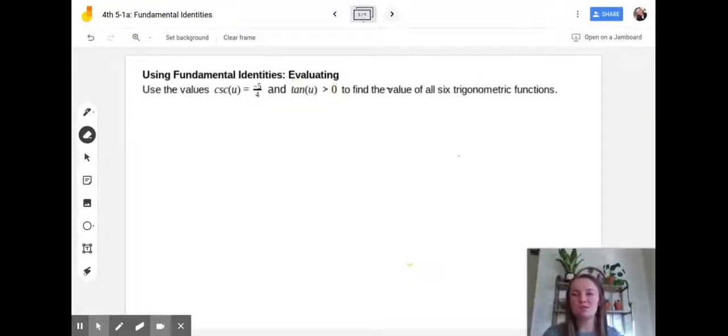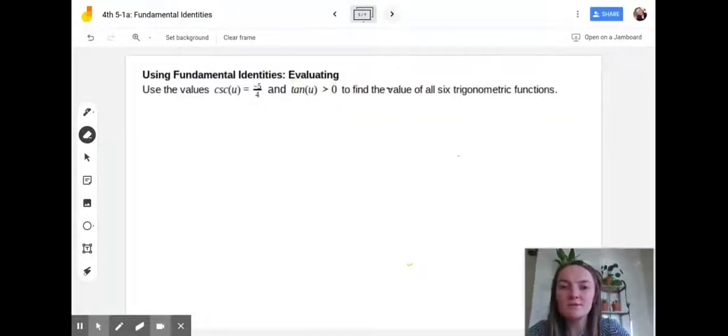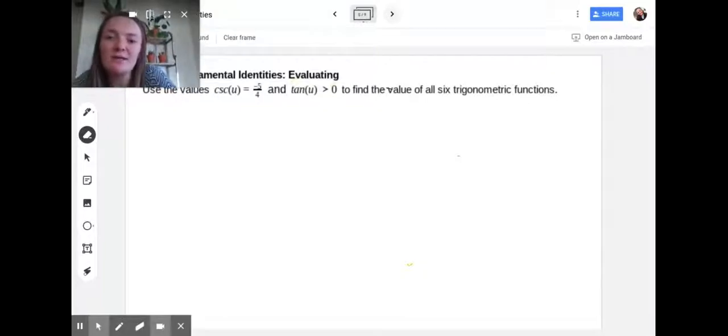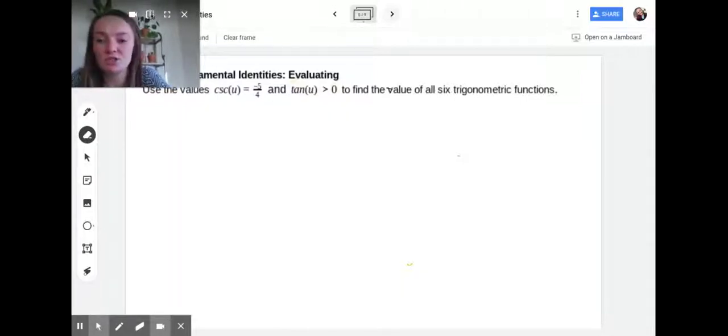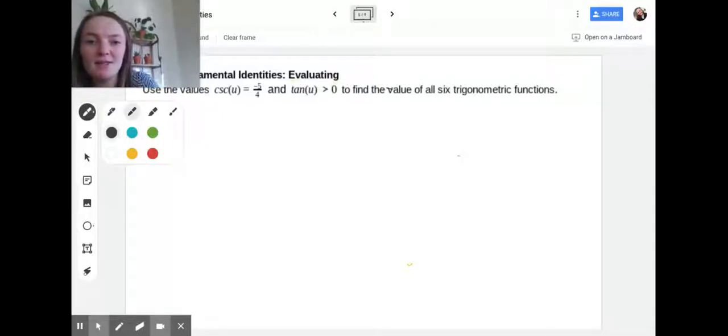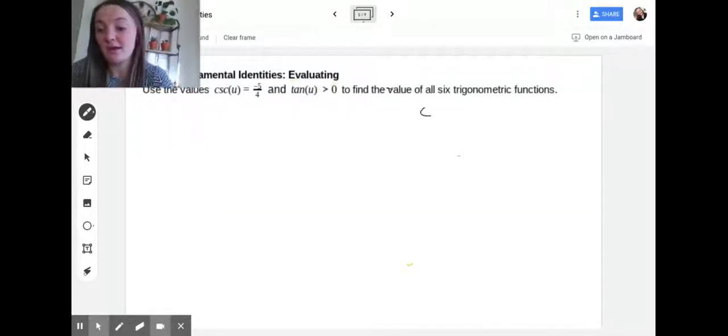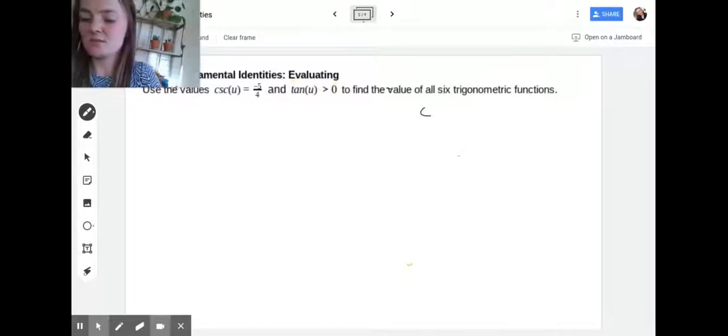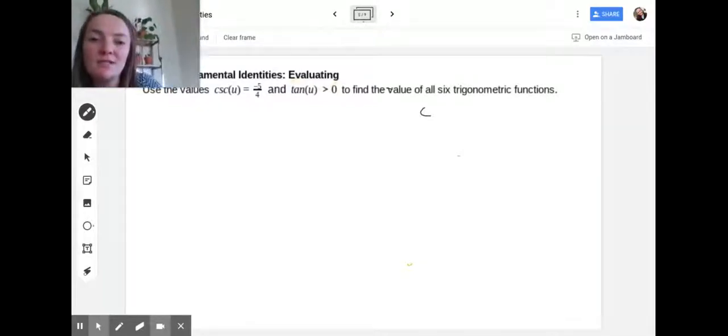So first question, this is kind of a review, but I want to use the fundamental trig identities. I want to evaluate: cosecant of u is equal to negative 5/4. If tangent of u is greater than 0, find all 6 trig functions. Okay, well, to find the 6 trig functions, let's go ahead and list them. Cosecant's one that I already know.